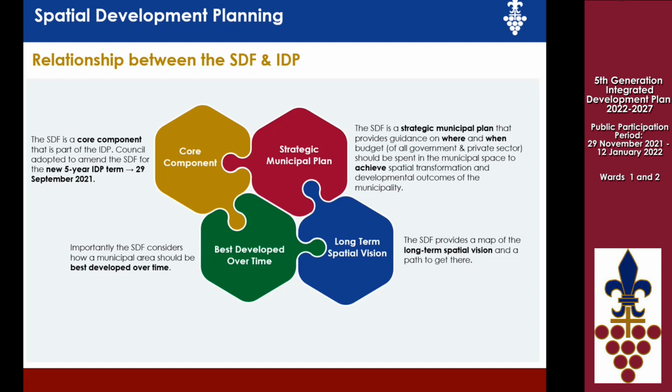Then looking at the strategic municipal plan. The SDF is a strategic municipal plan that provides guidance on where and when the budget of all of the government and private sector should be spent in the municipal space to achieve spatial transformation and development outcomes in the municipality. If we then look at how best to develop over time, importantly, it's noted that the SDF considers how a municipal area should be best developed over time. And then finally, the long-term spatial vision. The SDF provides a map of the long-term spatial vision and the path to get there.